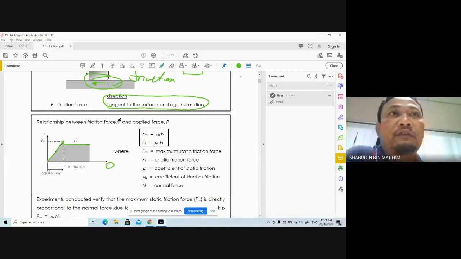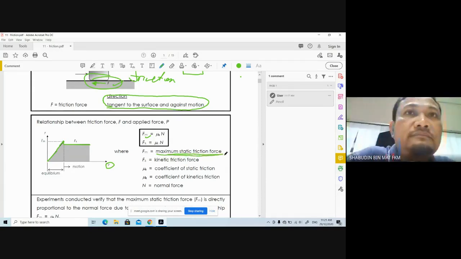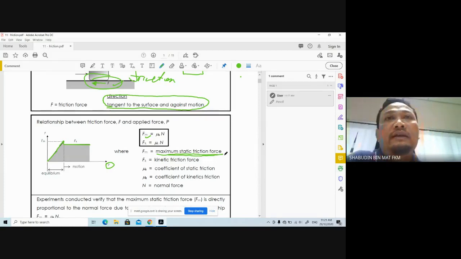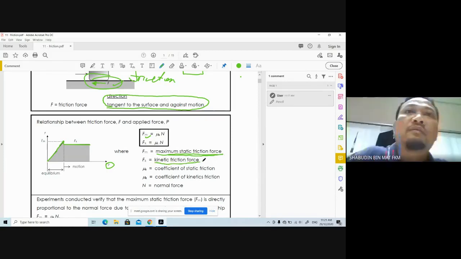The first one is force M, the maximum static friction force, where the static friction becomes maximum. The second situation is the kinetic friction force, where the object is in motion, when the object has moved.